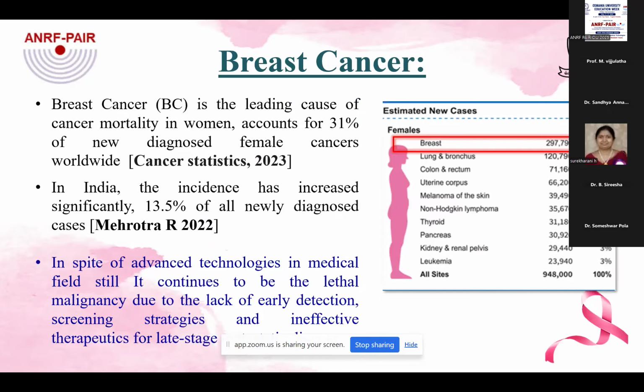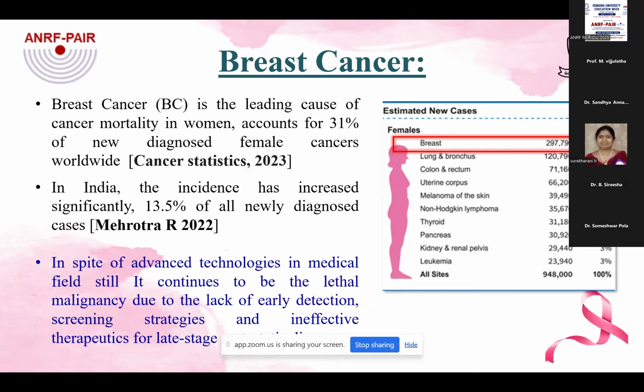So, Dr. Sandhya has just now discussed breast cancer in detail, about the pathology, the modalities of treatment, and the different types. But I will be reiterating some of the important points regarding breast cancer. As you all know, this is the leading cause of cancer mortality in women, and it accounts for 31% of the newly diagnosed female cancers worldwide. And in India, the incidence has increased significantly. 13.5% of all the newly diagnosed cases are breast cancers.